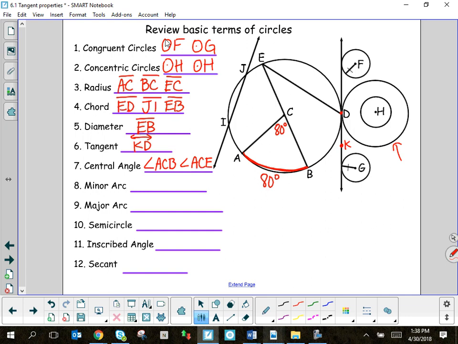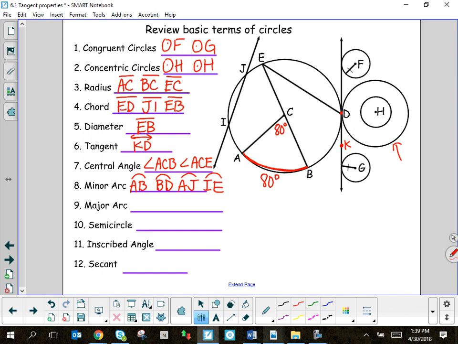Minor arcs. A minor arc is an arc that is less than 180. So speaking of the arc that we just did, let's go ahead and do arc AB, and make sure you put the arc symbol on top. Okay, there's many more, so I'm just going to name a few. BD is one. AJ is one. IE is one. And like I said, there's many more, but we're just going to go ahead and name four.